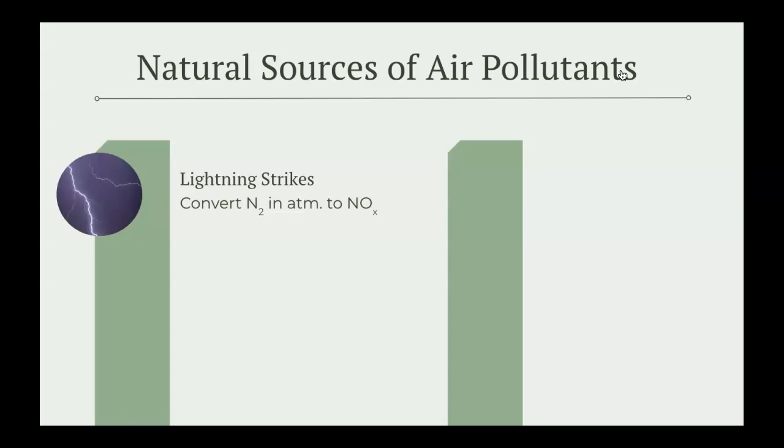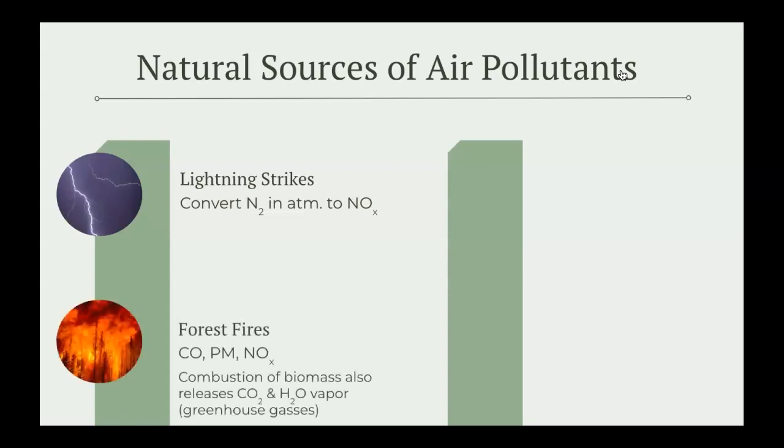So when we look at natural sources of air pollutants, we've talked about this before a long time ago when we talked about the nitrogen cycle, that lightning strikes actually convert nitrogen gas in the atmosphere to NOx. And so that could be NO2, which is considered an air pollutant. Forest fires are also a large natural source of air pollutants.